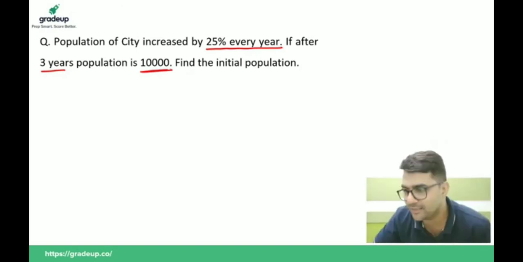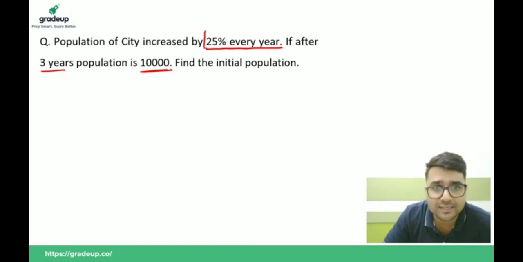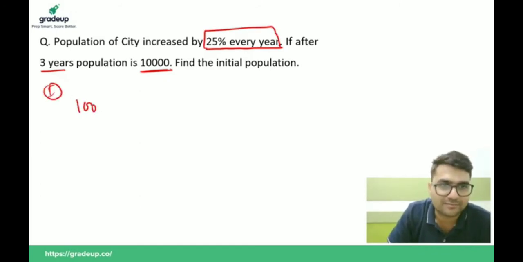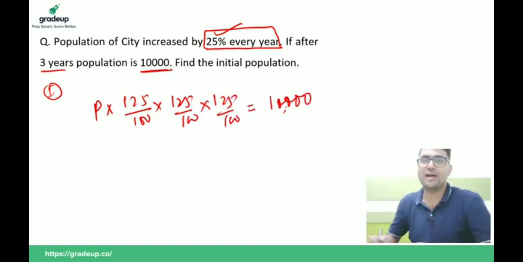Now, the population of the city increased by 25% every year. First method: let the population be 100, or you can say the population is P. It is increased by 25% every year for 3 years. Then after 3 years, the population becomes 10,000. So we have to find P, that is the population.